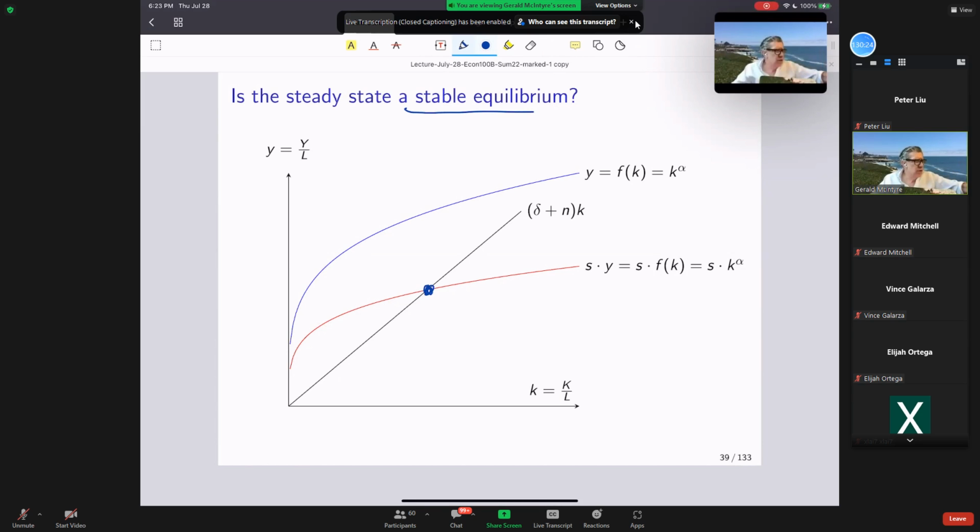We'll learn something about how the economy operates, how the Solow model operates, by thinking about whether this is a stable equilibrium. Here is the steady state, K star. We have the K dot equation is equal to S times K to the alpha minus delta plus N times K. Suppose the economy was shifted, pushed off this steady state from K star, and it was pushed down to K1.